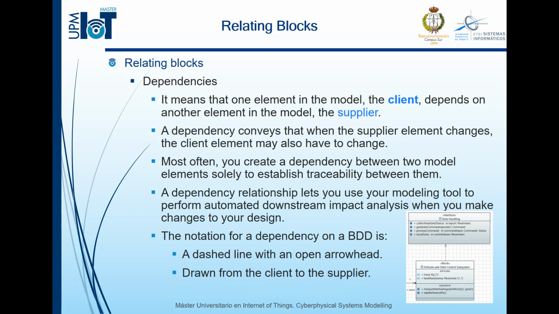Normally, this kind of relationship is represented like a dashed line with an open arrowhead from the client to the supplier. In the example, the block in the bottom is the client, and the data handling is the supplier. So I think in our example, we don't have this kind of relationship, so we are not going to use it in our example.